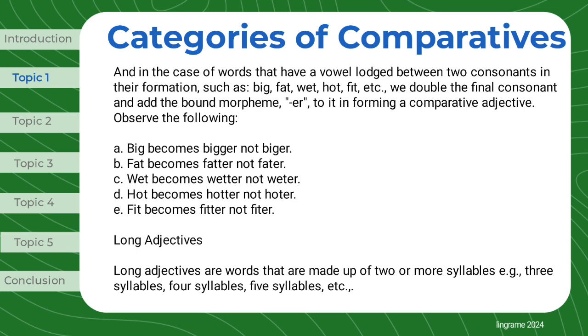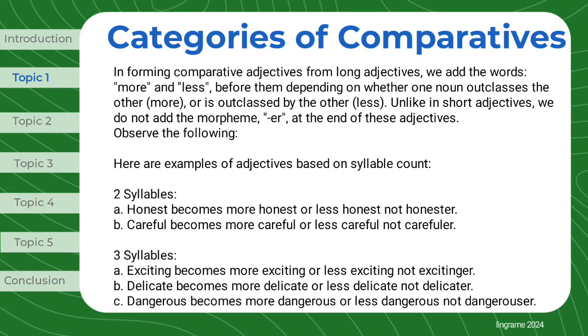Long adjectives. Long adjectives are words that are made up of two or more syllables, for example, 3 syllables, 4 syllables, 5 syllables, etc. In forming comparative adjectives from long adjectives, we add the words more and less before them, depending on whether one noun outclasses the other, more, or is outclassed by the other, less. Unlike in short adjectives, we do not add a morpheme at the end of these adjectives.